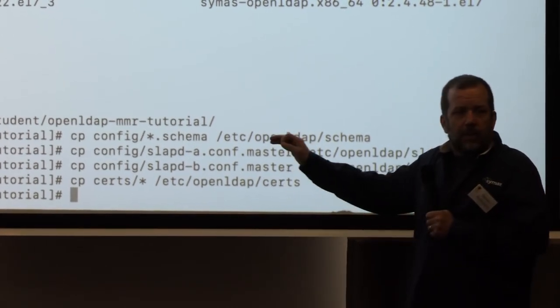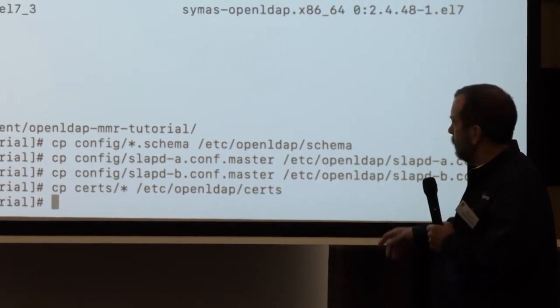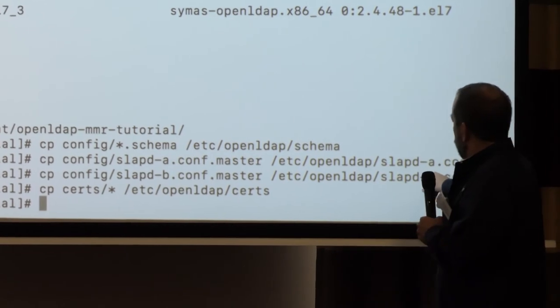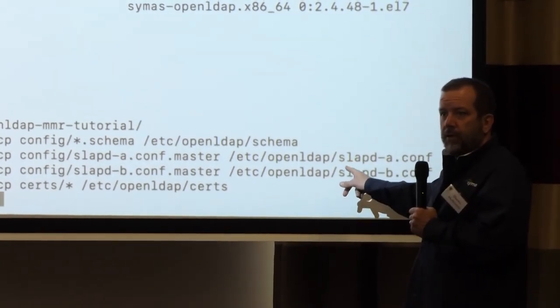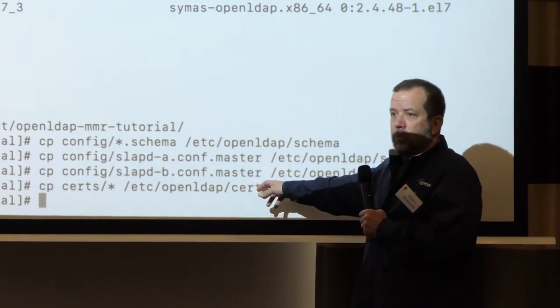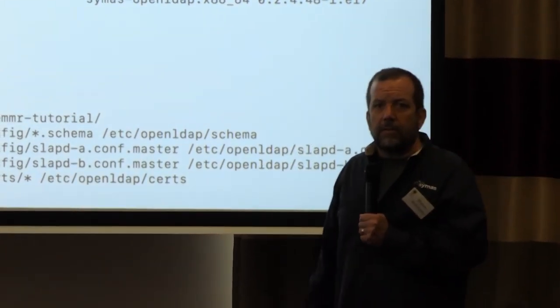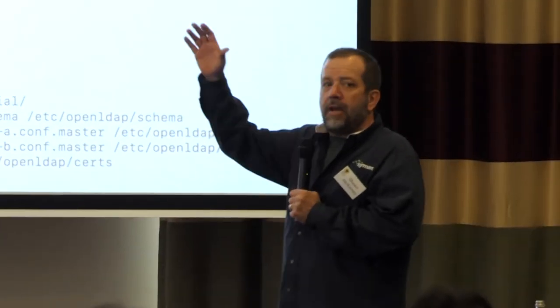slapd.conf files, the A, B, C, D files for each instance. And we're copying each of those files to the location that they need to be to run under Linux. And we're copying the certificates to where they're referenced in the configuration. Anybody have problems with that step?